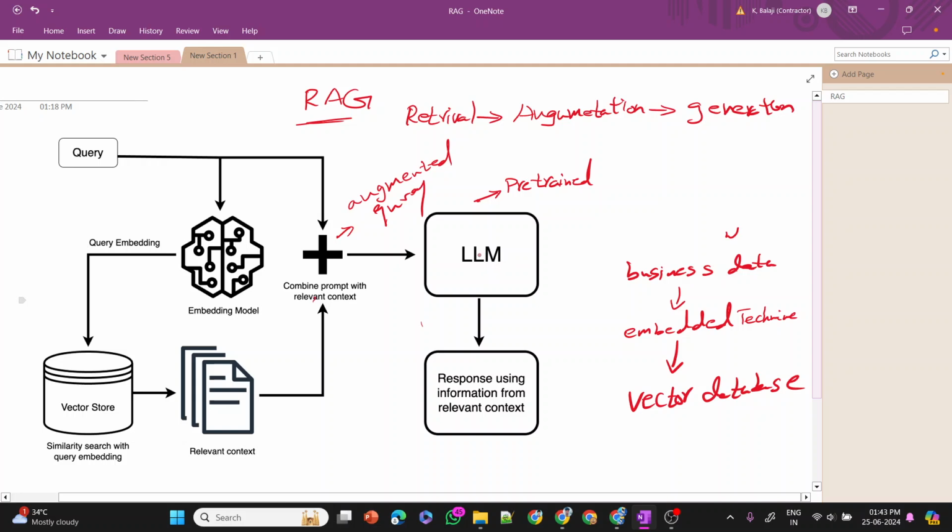This augmented query is then sent to the foundation model. This was the LLM. This LLM is a foundation model. It is not trained on business data; it's only trained on internet data. The augmented query is sent to the LLM, and the LLM will generate a response based on the augmented query. These were the three things.